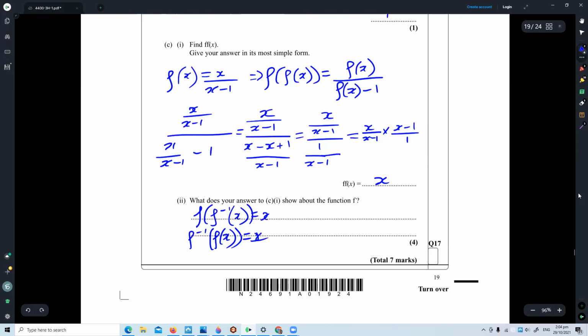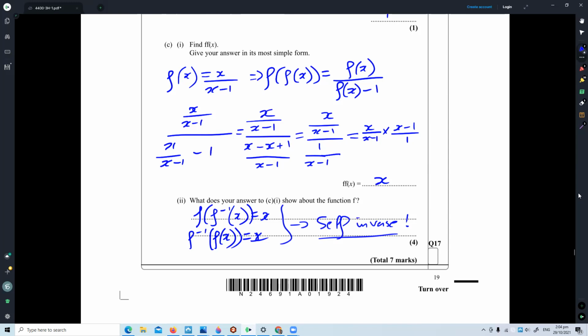However, here we plug the function into itself. So we did f of f and we just got x. So this suggests that this function is its own inverse. So this is what we call a self-inverse function. It means that when you plug it into itself, you get x. So this function inverses itself, which is kind of crazy. It means that the original and the inverse functions are the same.